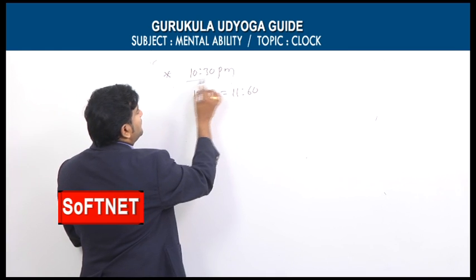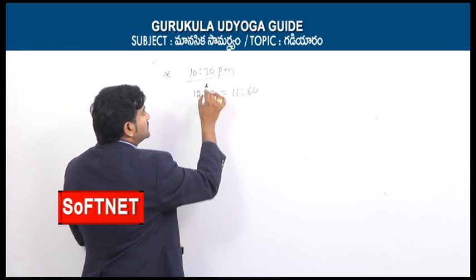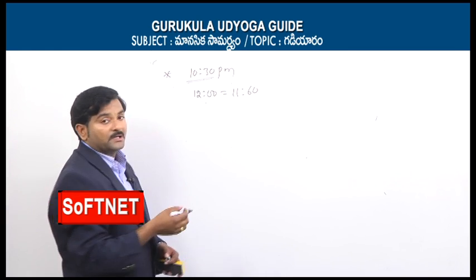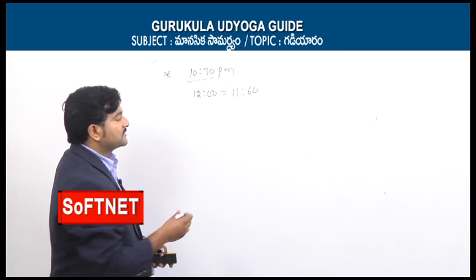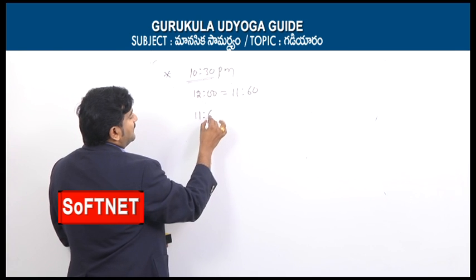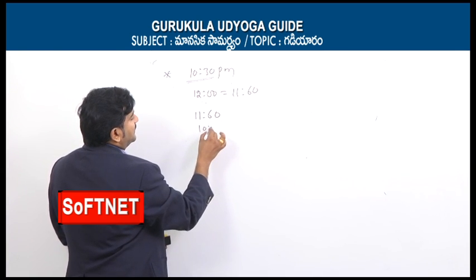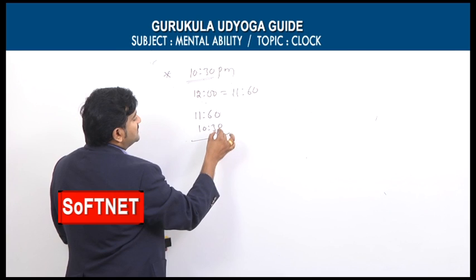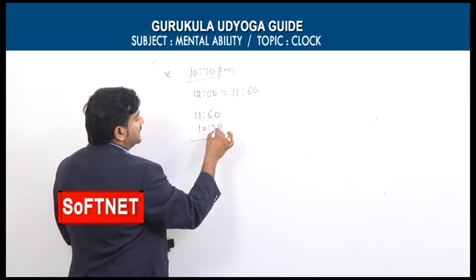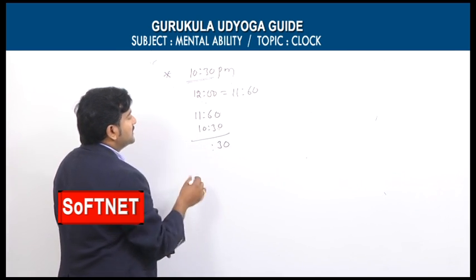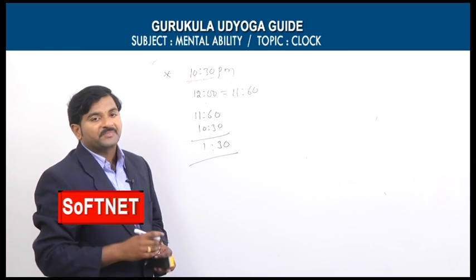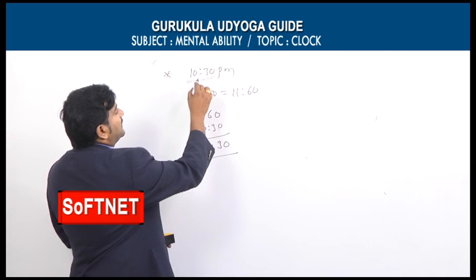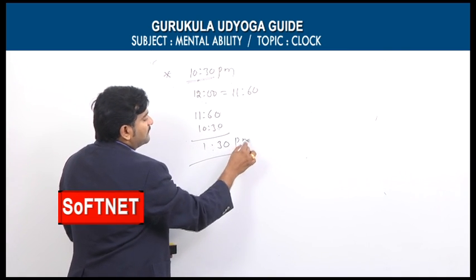So what is the given time here? 10:30. So we have to subtract this 10:30 from 12 o'clock. This 12 o'clock again can be expressed as 11:60 for our simplification. So what we can say? 11:60 minus 10:30. 60 minutes minus 30 minutes, you will get 30 minutes. 11 hours minus 10 hours, you will get 1 hour. What we can say? The mirror image time of 10:30 pm is 1:30 pm.